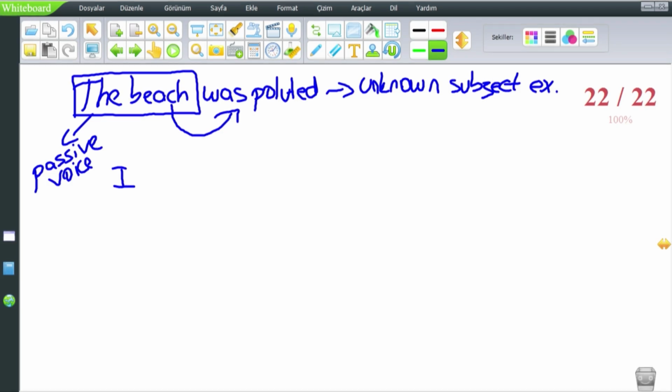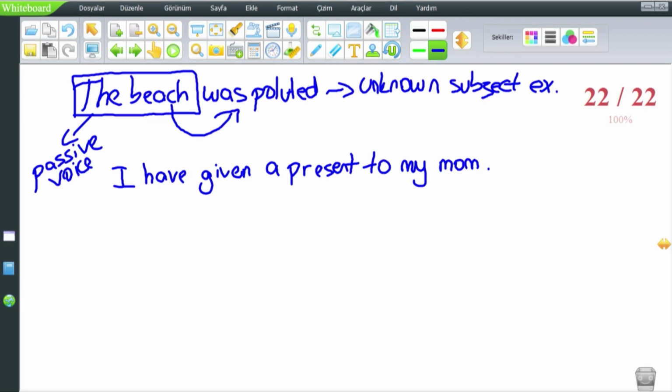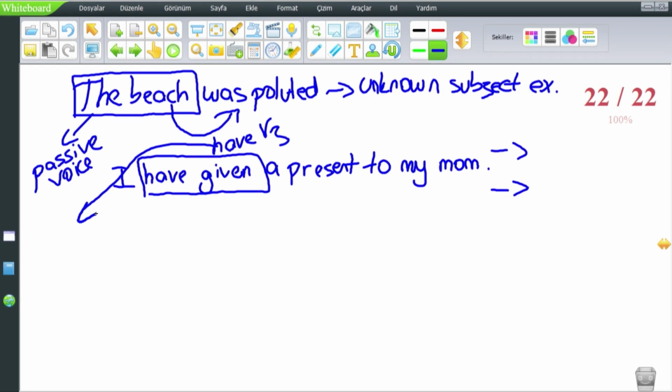I have given a present to my mom. Again, tense and objects. I'm looking at my tense. This is have and verb 3, which means that it is present perfect.